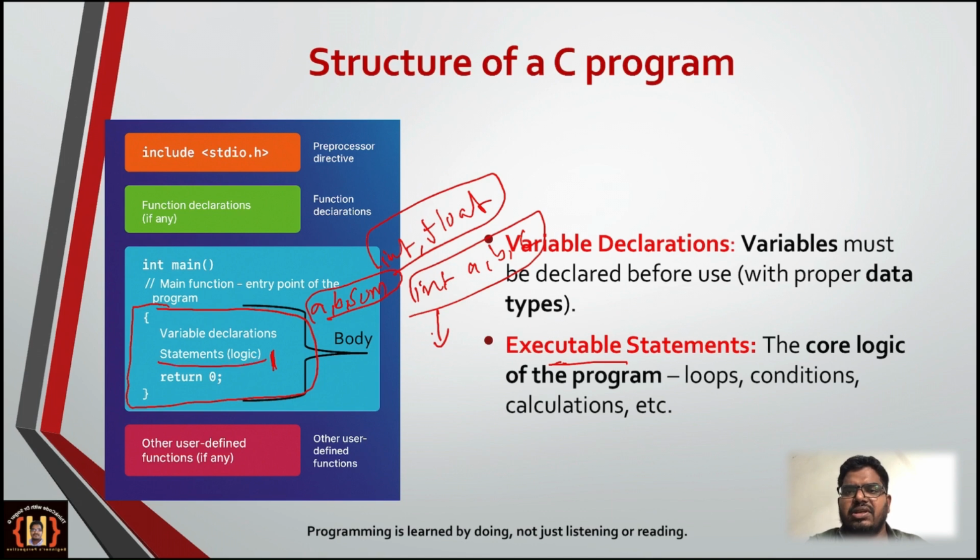These are the statements. Next part: here is the core logic. Whatever program you want to write, you will write the logic here. Usually it includes loops, conditions, calculations, all that stuff. Printing also comes here. So this is how the structure of a C program looks.